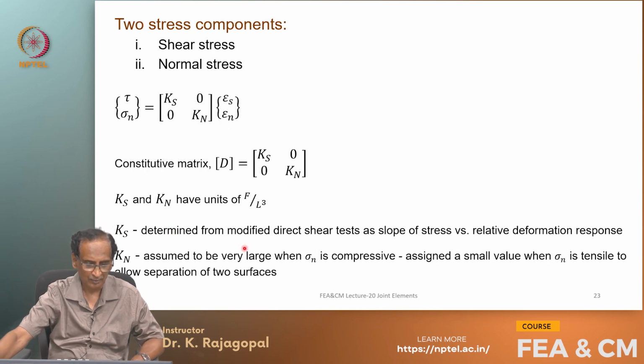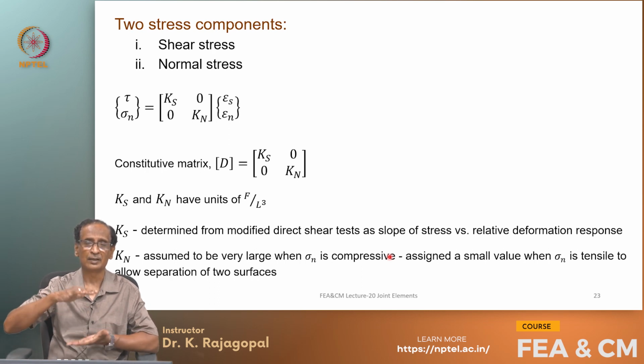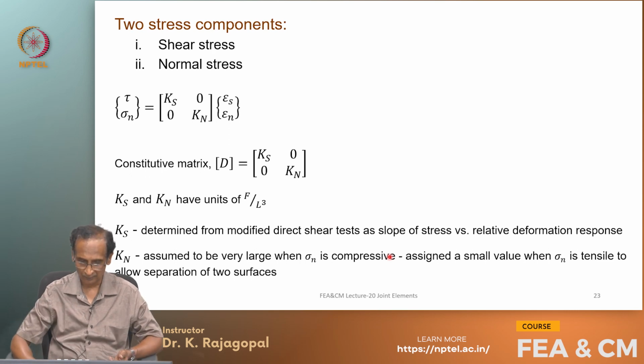The Kn is assumed to be very large when sigma n is compressive, and when sigma n is tensile, we set the Kn to a small value, not exactly 0, but some small value, so that separation can take place between the two surfaces.